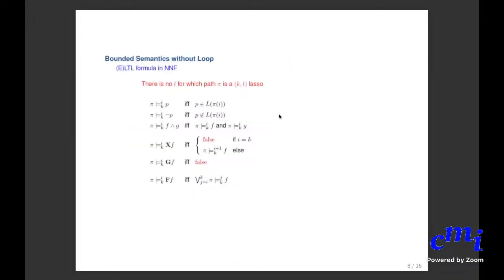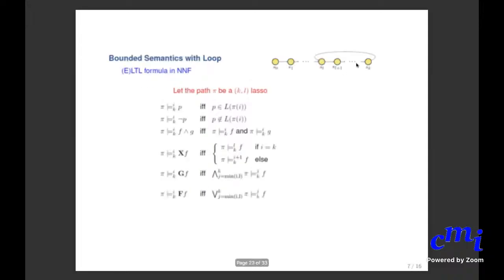Now I'm going to describe the bounded semantics for when the k-long prefix of the infinite path does not have any lasso at all. That is, the successor of SK does not appear anywhere. It is not equal to any of the states from S naught to SK, including SK.